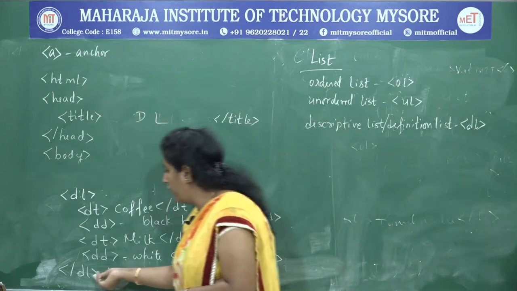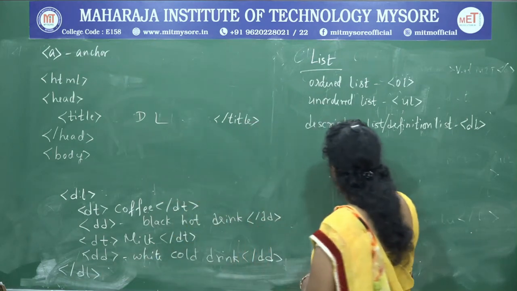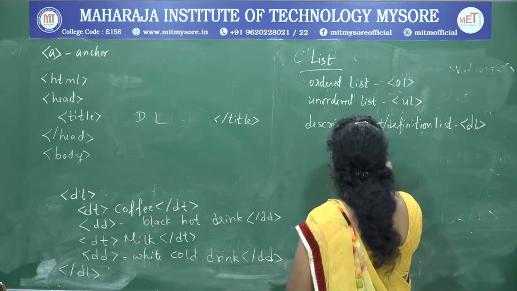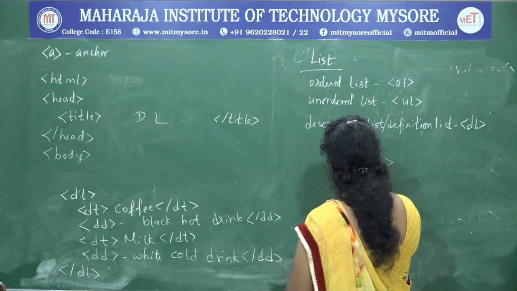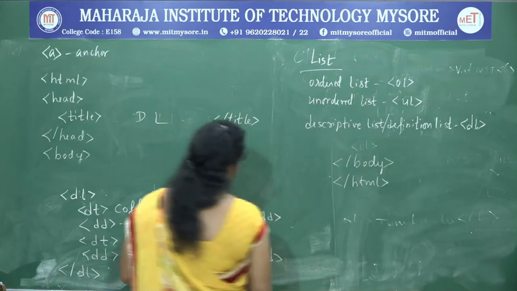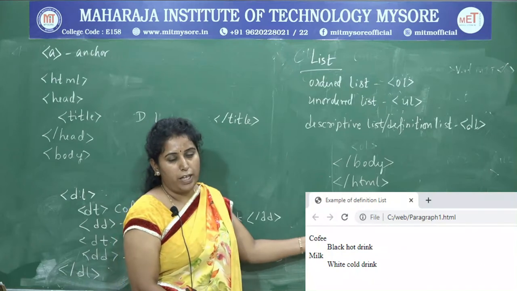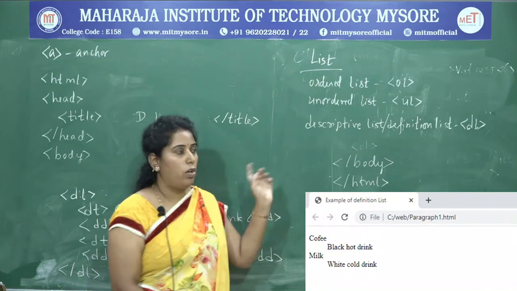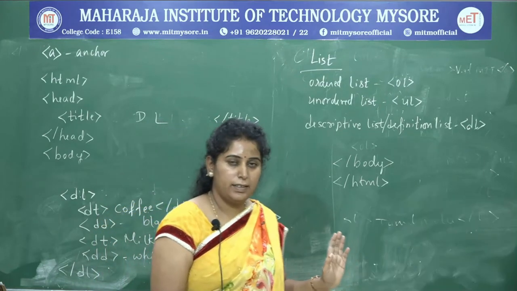Finally, close the definition list, also close the body, and also close the HTML. Now you run this program, and you can look into the output like this. So this is all about lists.